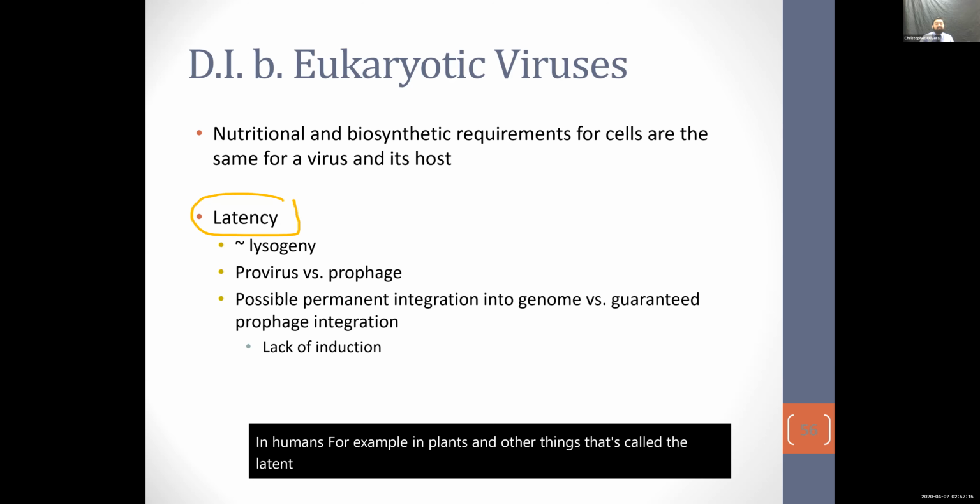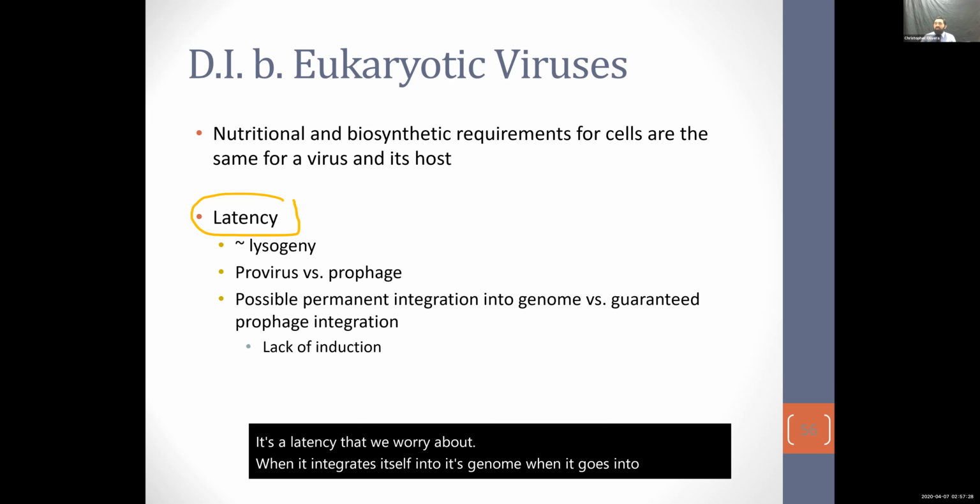So again, going back to something like HIV, it's latency that we worry about, okay? And so when it integrates itself into its genome, when it goes into the host and becomes part of it, when it's a bacterial one, it's usually called a prophage. When it's a eukaryotic one, it's usually called a provirus. Again, they mean the same thing, okay? It's just fancy little terms that we use to differentiate between the two.